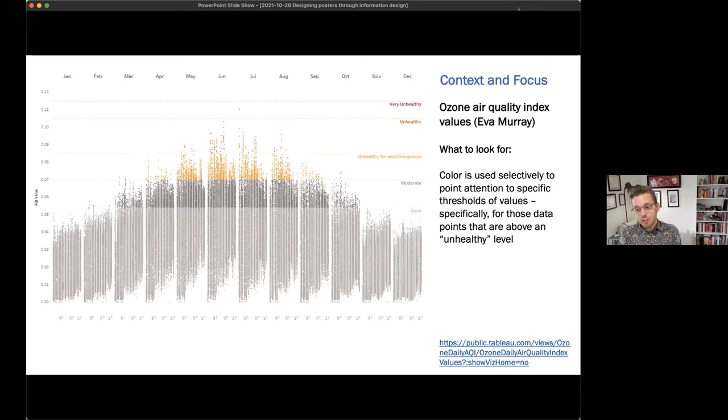Another common strategy is to use context and focus. So in this example, we have a scatter plot that shows changes in air quality index, ozone, over time for a particular region. And notice how color is being used to indicate different regions of healthiness or unhealthiness in the visualization. So color here really draws our attention to the unhealthy region of the visualization. And the color is used to provide a point of focus in the broader context of the overall data set.